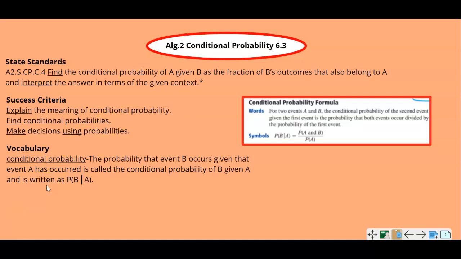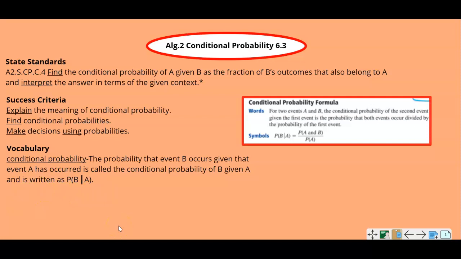One new vocabulary, conditional probability: the probability that an event B occurs given that event A has occurred is called a conditional probability of B given A and is written as this. You can see here in the definition, I had to draw a line here. That is just my way of trying to make it look like this right here. All right, so conditional probability. So B given A has already happened. So there's some kind of condition when you have conditional probability.